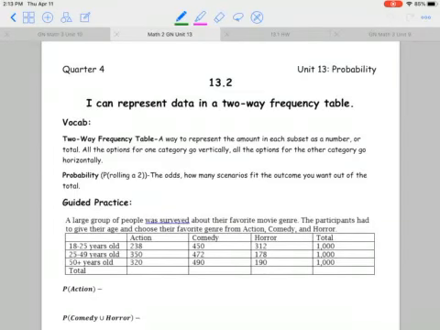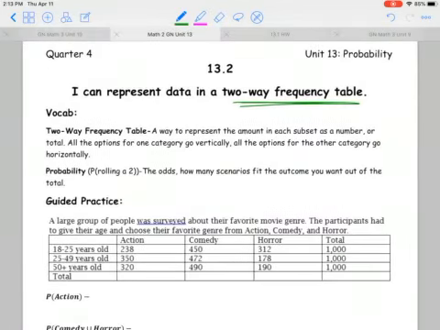Okay, continuing with probability, we're going to look at two-way frequency tables and just how to analyze data. So a two-way frequency table, there's that table right below here. That's what it is. And we're looking at like 238 people fit in both of these categories, action and 18 to 25. So you can represent two different categories with this.